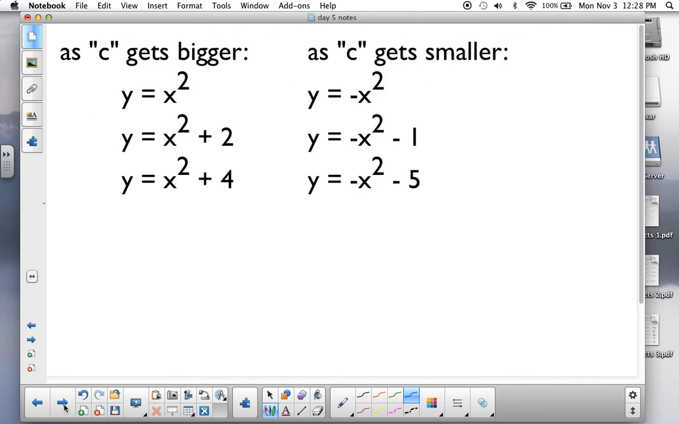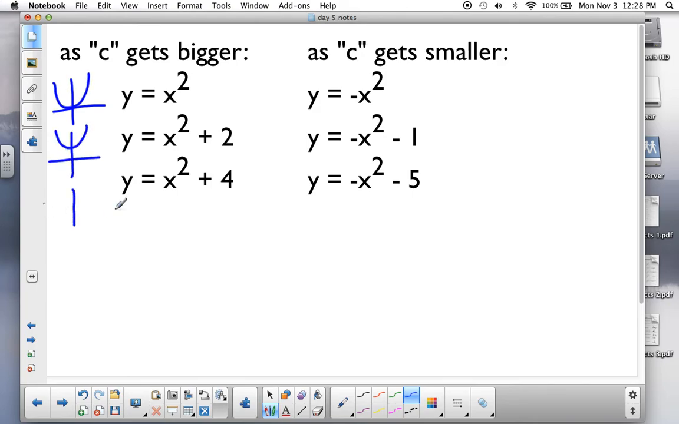As the other values move, the C, the number on the end, the C moving is the up-down. So as this number goes to +2, that means the entire parabola shifts up to +2. Or here, the whole parabola is going to shift up to +4. So you're just going to have the generic x squared. Here you'd have it up at 2.